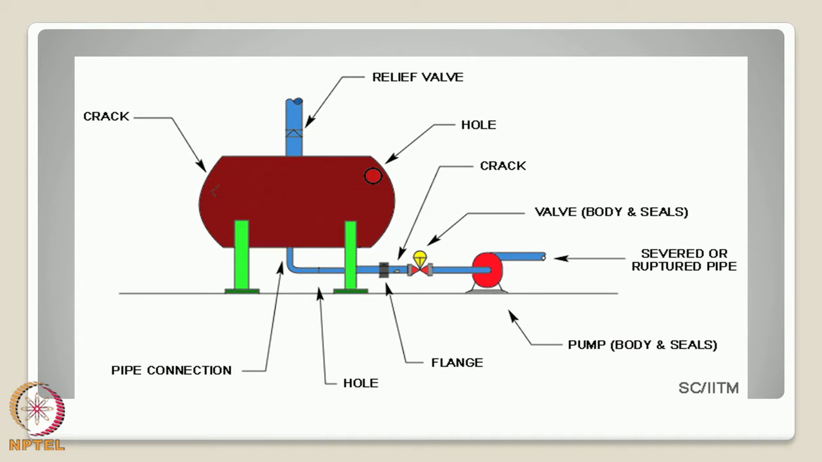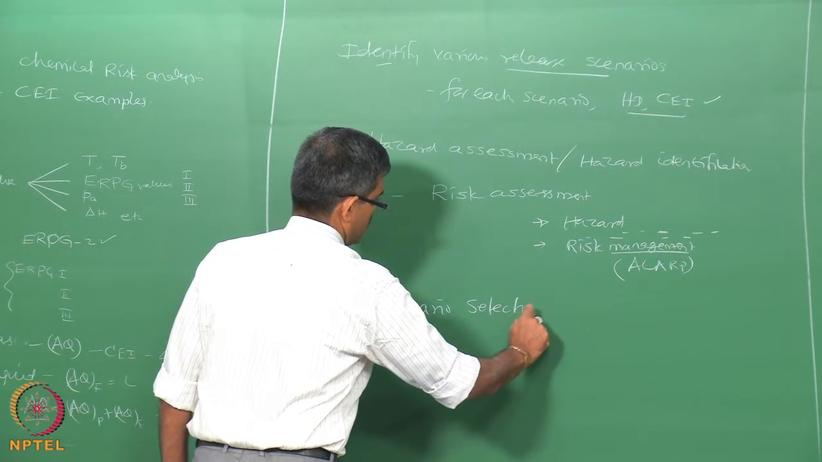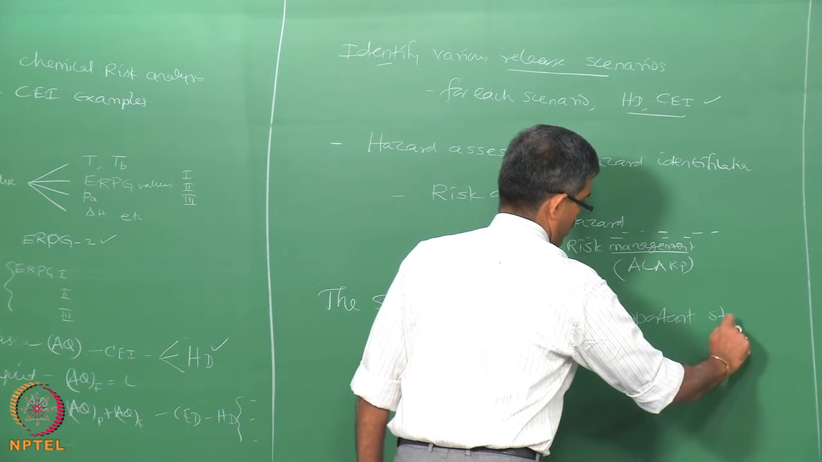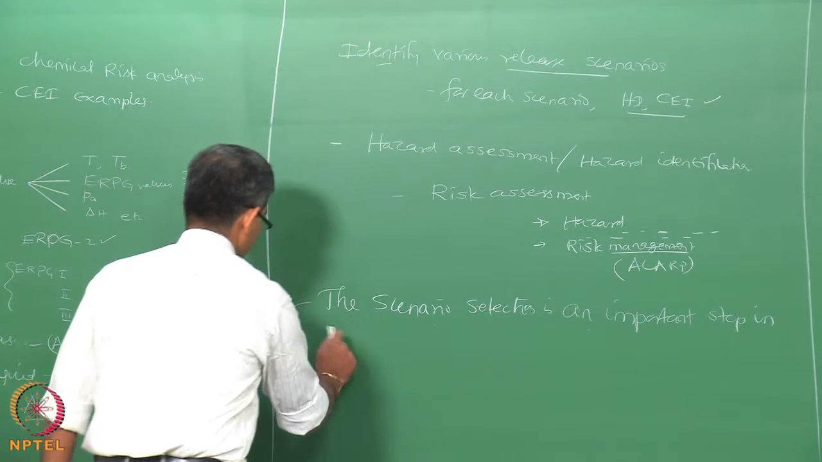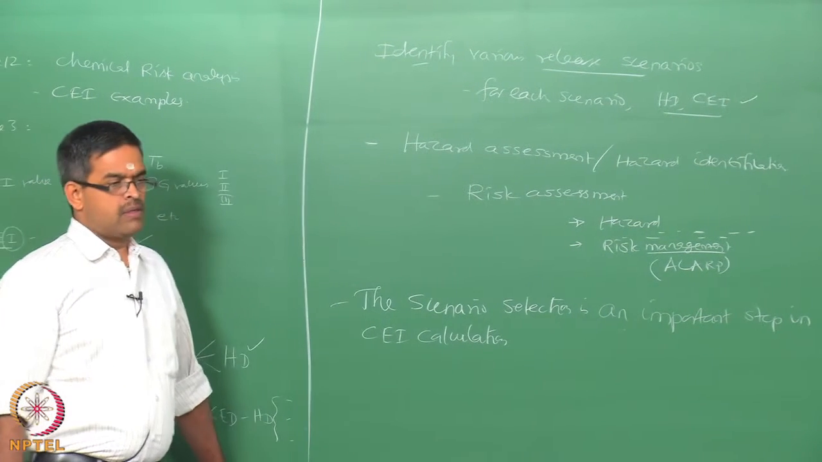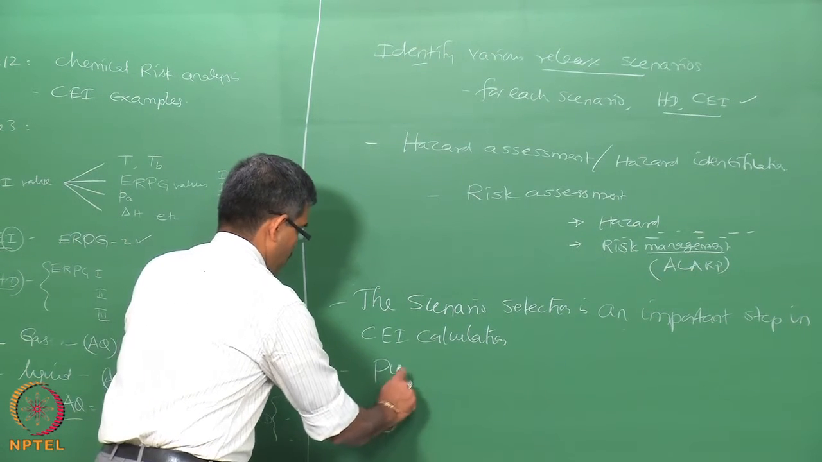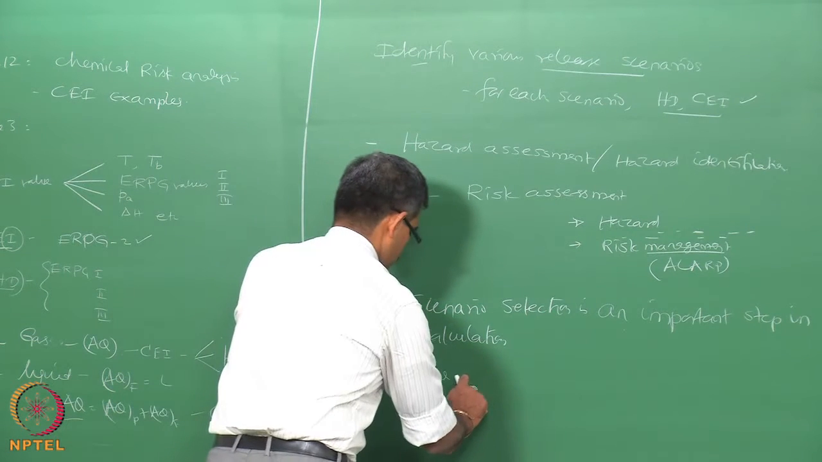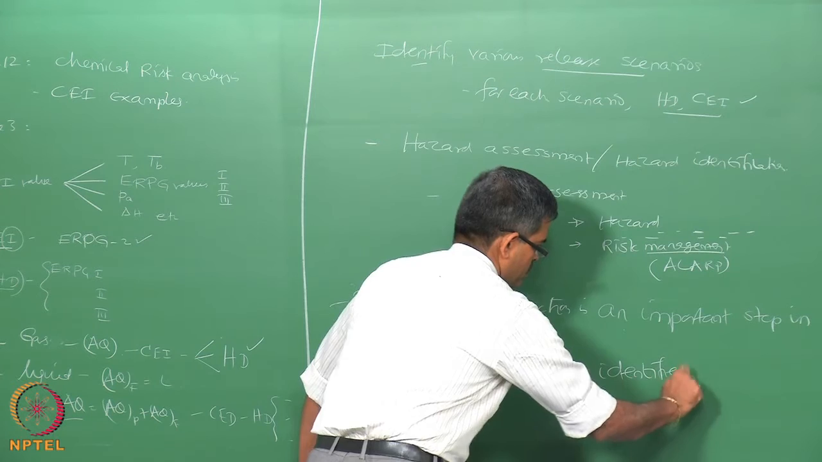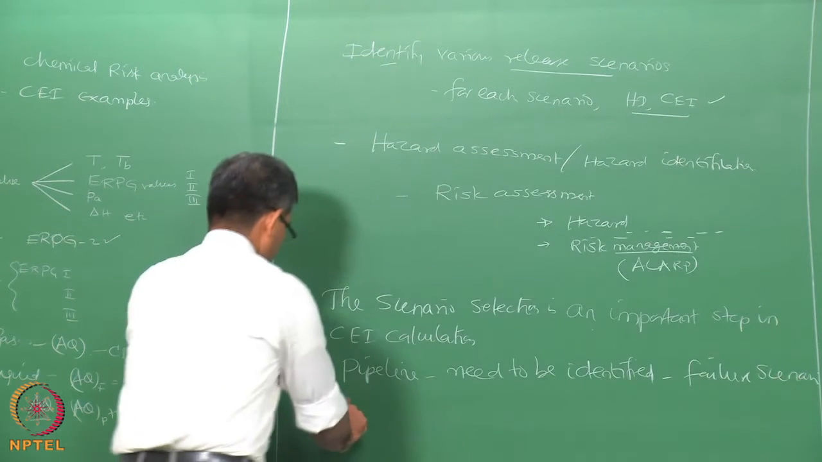So, the scenario selection is an important step in CEI calculation. Now, the scenarios of the pipeline what you just now saw are to be identified for different cases of failure. So, the pipeline needs to be identified for different failure scenarios. Alternatively, even the vessel can also fail.